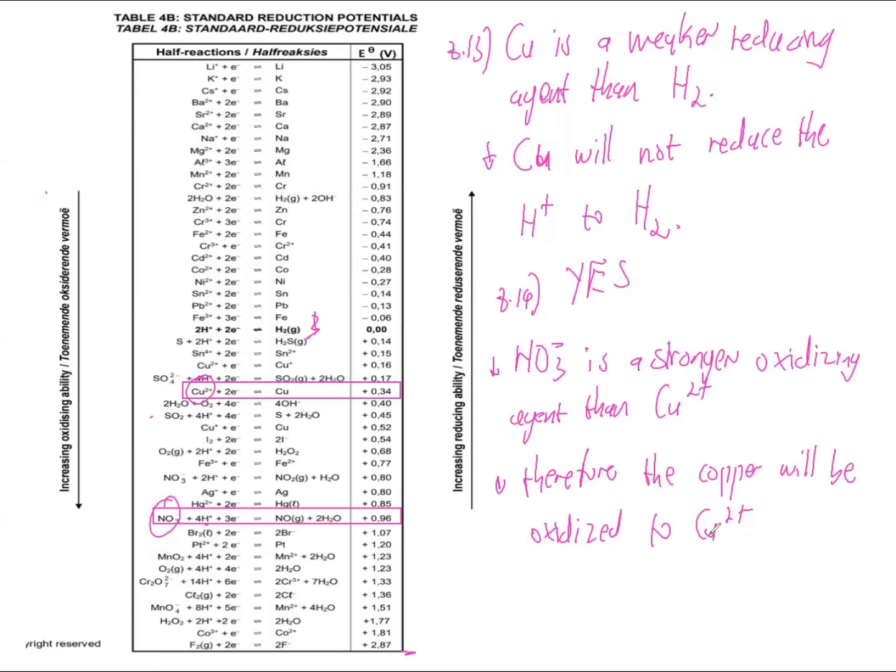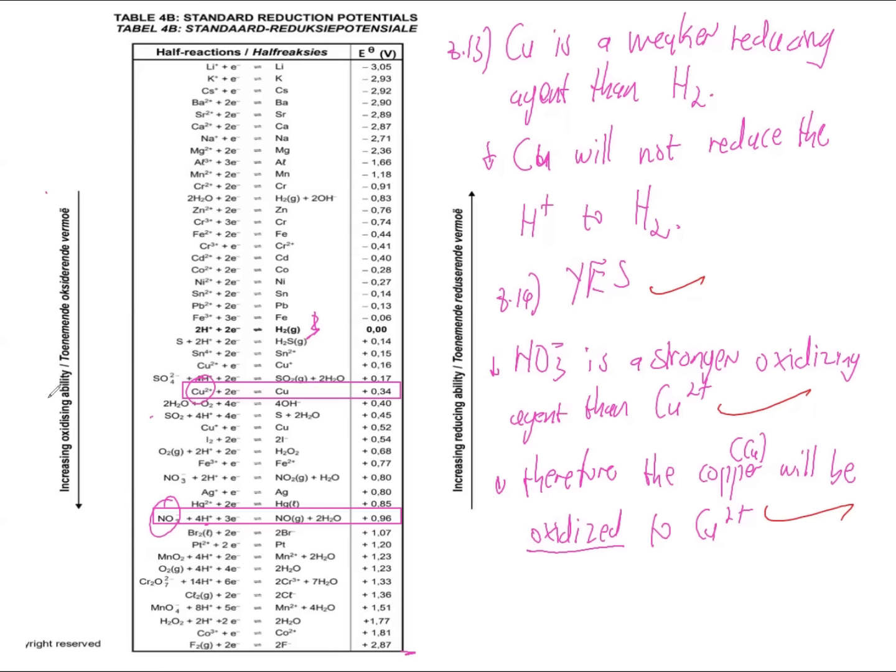Since this is a stronger oxidizing agent, it will be able to make that copper oxidized to Cu2 plus. Makes sense? So that's how you get that. A mark for saying yes and a mark for explaining this. So NO3 minus is a stronger oxidizing agent than Cu2 plus. Therefore, it will be able to make the copper be oxidized to copper 2 plus ion.